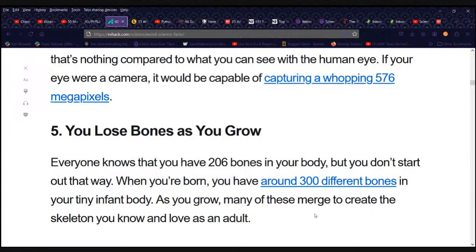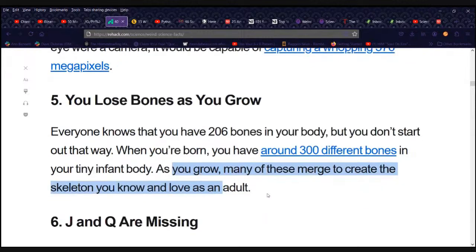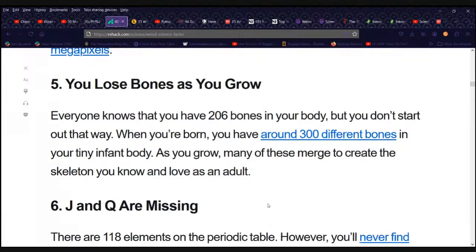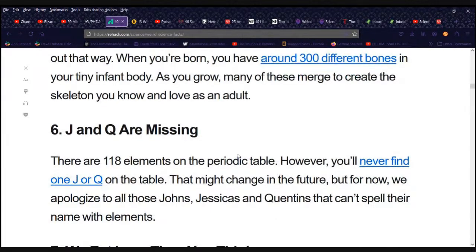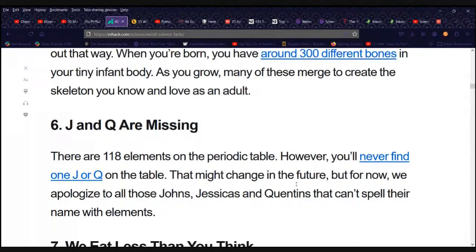They say you lose bones as you grow, but I think your bones just grow together. Right, but they count separate bones, so you lose bones because they grow together. Yeah. So 2 bones are now 1 bone. Yeah, they merge after you're born. Mm-hmm. And I don't know when they do which things. Basically, by the time you're a full adult, most of the merging is done. There's no J and Q in the 118 elements. So if you need to spell your name, sorry, can't do it if you're a Jessica, a John, or Jeff. Quentin, or Jeff. Sorry.